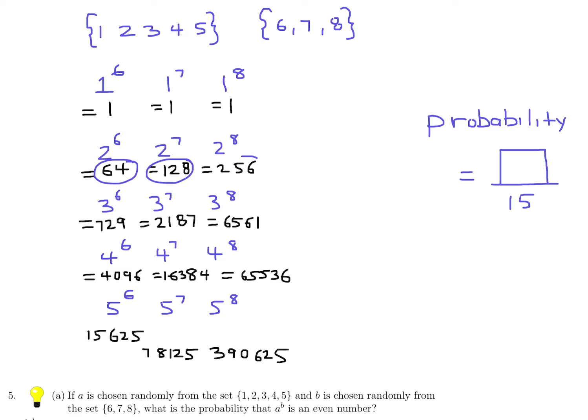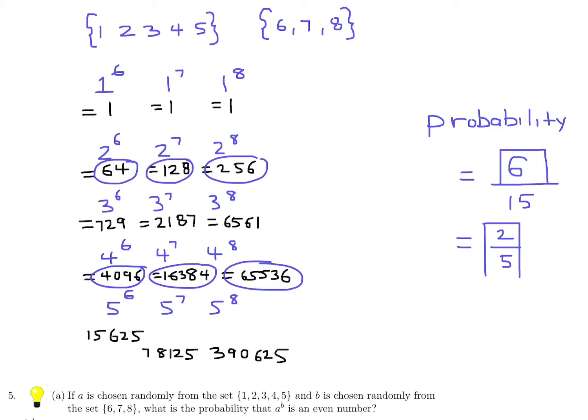This one, and this one, and these 3. The rest are all odd. So that's 6 that goes into our numerator. And there you go, that's the probability. Most likely they're going to reduce it to lowest terms, so divide top and bottom by 3, and that'll give you 2 over 5. And that is the answer to the first part of number 5.